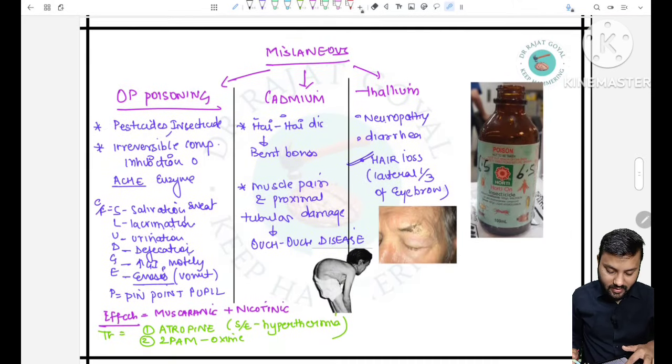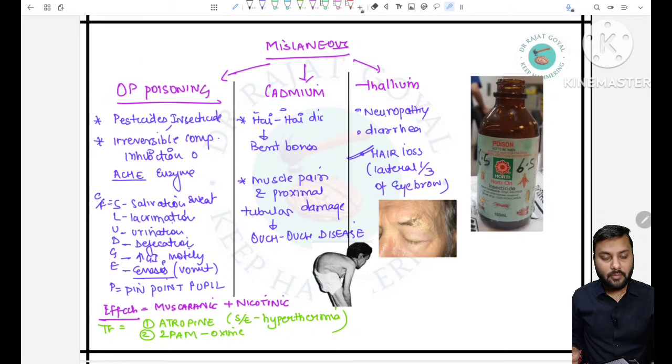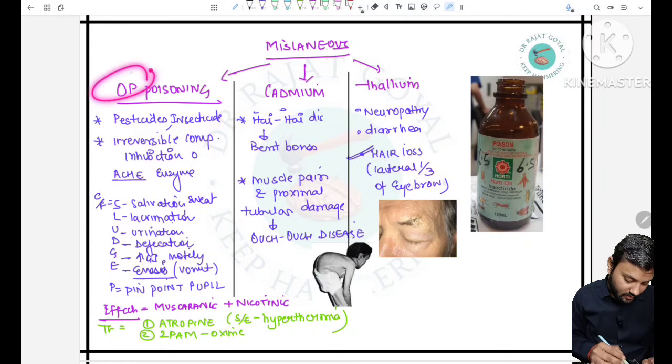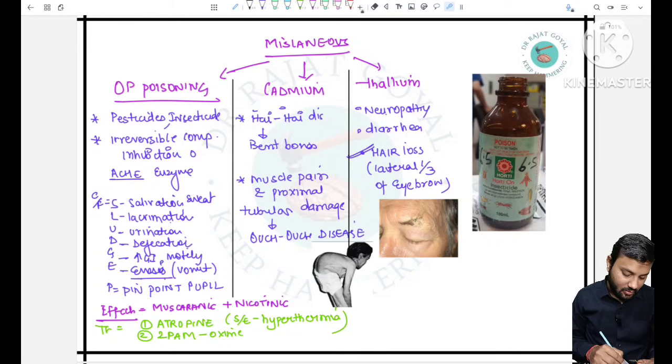Now we will discuss some other miscellaneous topics such as organophosphorus poisoning. Organophosphorus is present in pesticides, insecticides, etc., and it will lead to irreversible inhibition of the acetylcholinesterase enzyme. So when the acetylcholinesterase enzyme is damaged, it will lead to an increase in ACh concentration. So it will lead to cholinergic effects. We can remember the cholinergic effects by the mnemonic SLUDGE-P.